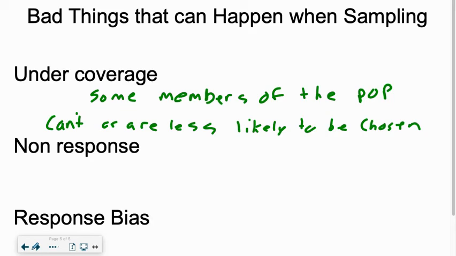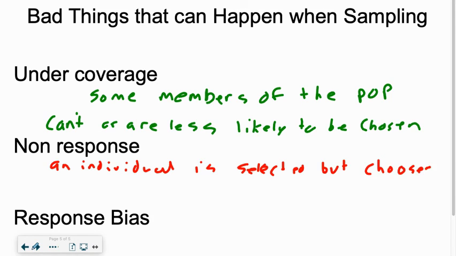Nonresponse bias is when an individual is selected but chooses not to participate or isn't reached. So this is a little different from voluntary response, because with voluntary response, everyone has the option to answer, but this is when you select certain people, try to reach out to them, and they either choose not to participate or can't be reached.